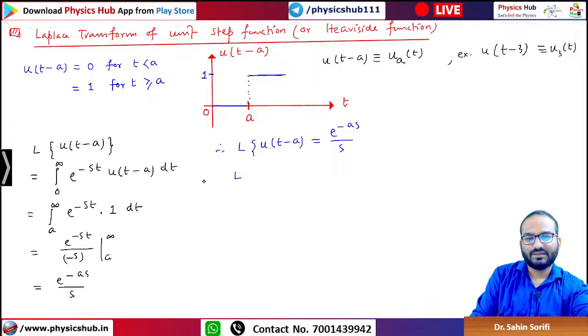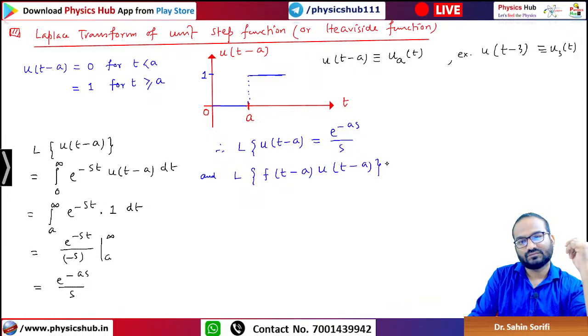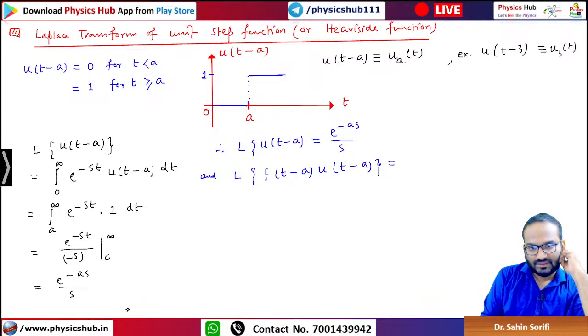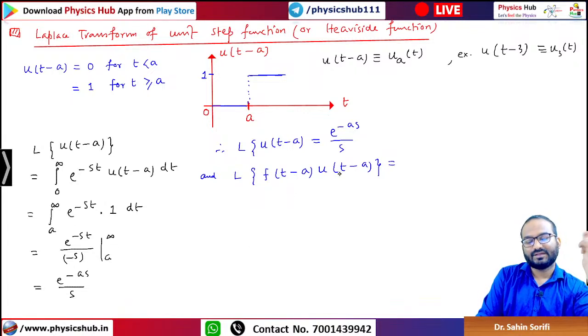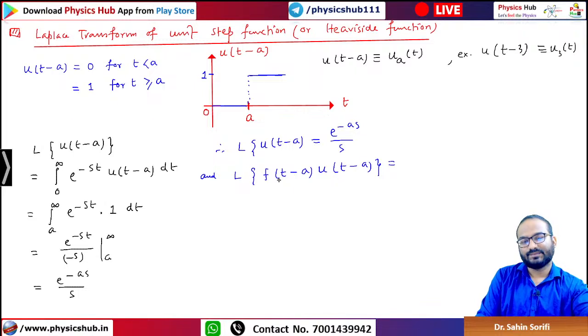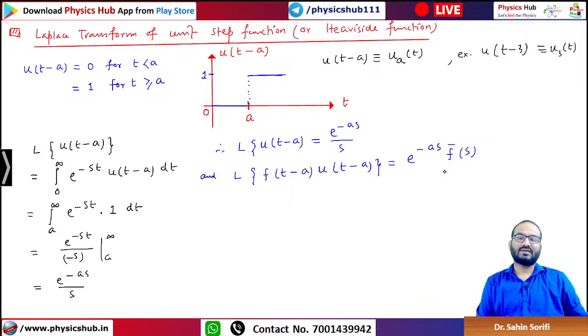And similarly, the Laplace transform of f(t minus a) u(t minus a) will be, what do you expect? When this unit step function is multiplied with the other function f(t minus a), because of this u(t minus a), e to the power minus as will come, and f bar s, where f bar s is the Laplace transform of f(t).